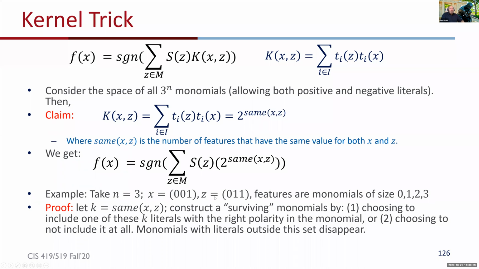What is same of x and z? The first dimension is the same. The second dimension is not the same. The third dimension is the same. So the same is 2. And the answer is going to be 4. So the dot product is going to be 4.